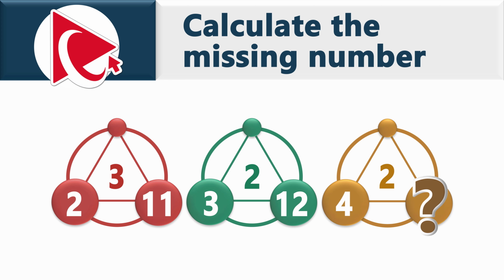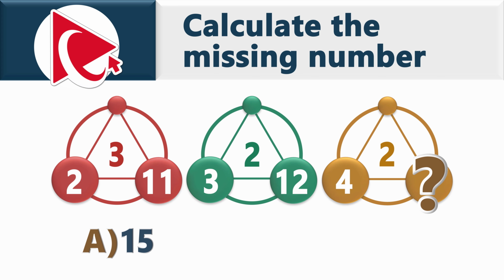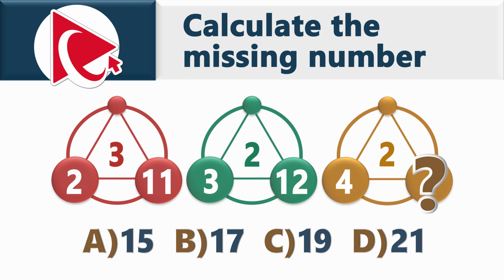Once you calculate it, select it out of 4 possible choices. Choice A, 15. Choice B, 17. Choice C, 19, and last but not least, choice D, 21.